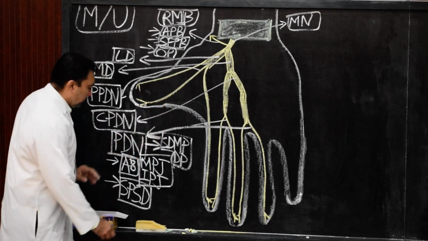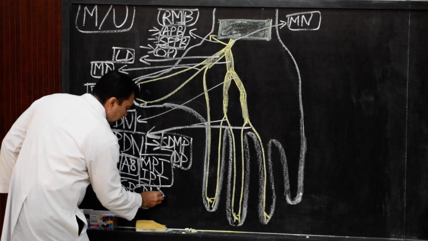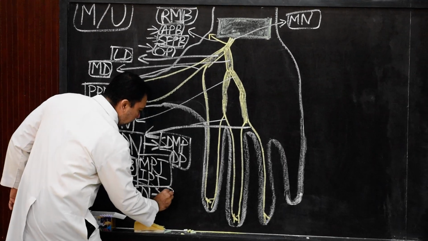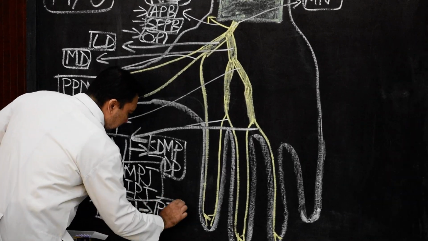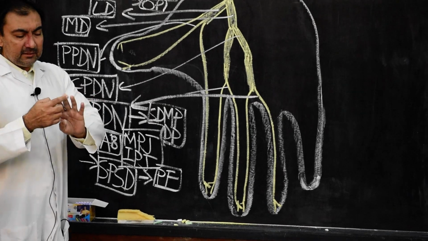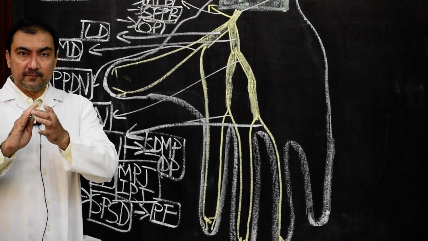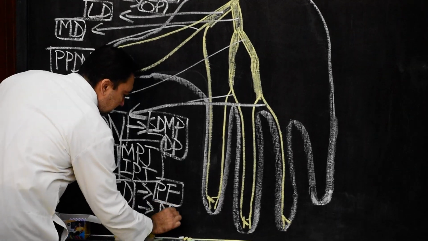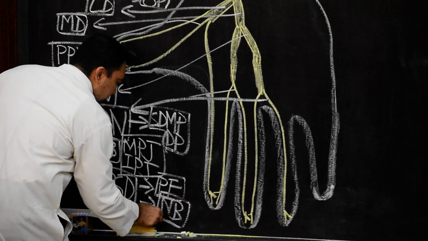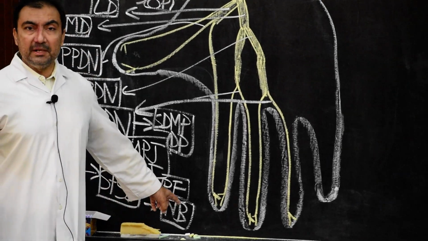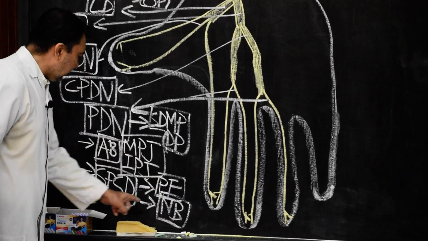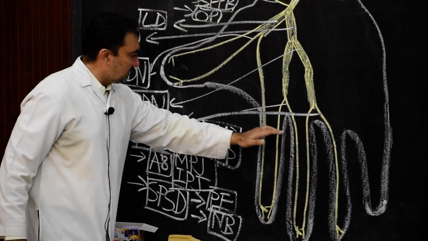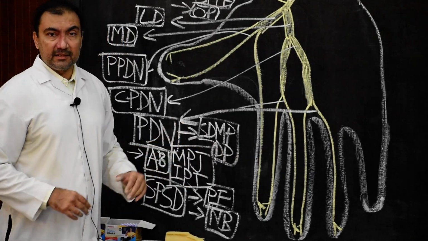And lastly, the proper digital nerves will also give branches to, this is very important, the pulp of the fingers, and the nail bed. The tissues which are present deep to the nails are called the nail bed. So these are the areas which the proper digital nerves will supply.